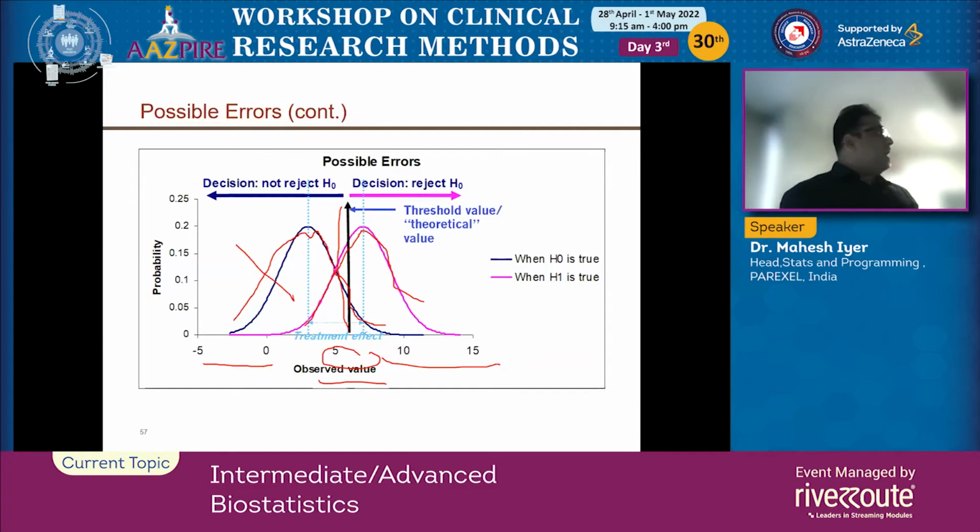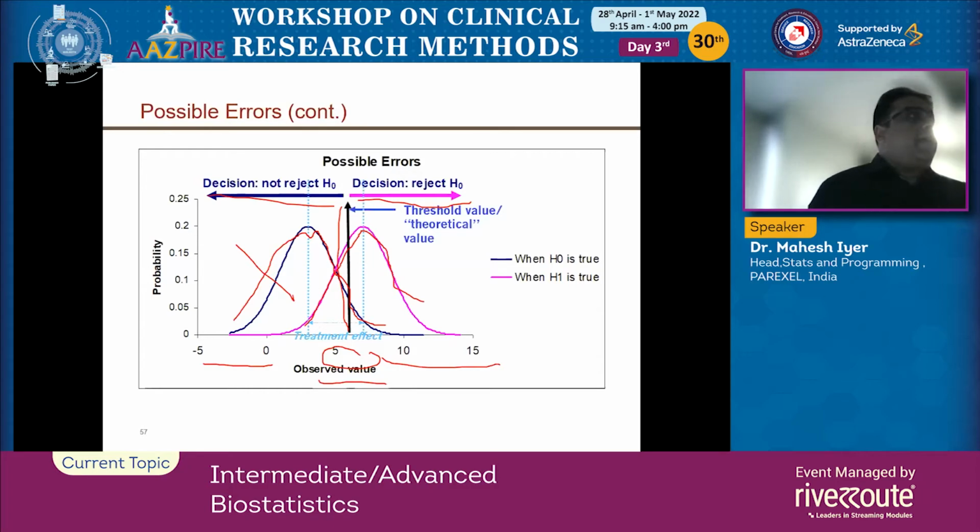So I draw this line and I say anything to the right of this line is the decision that I'm going to reject my null hypothesis. Anything to the left of this line, I'm going to accept the null hypothesis. Sounds good? Fantastic. Now, how do I draw this line?